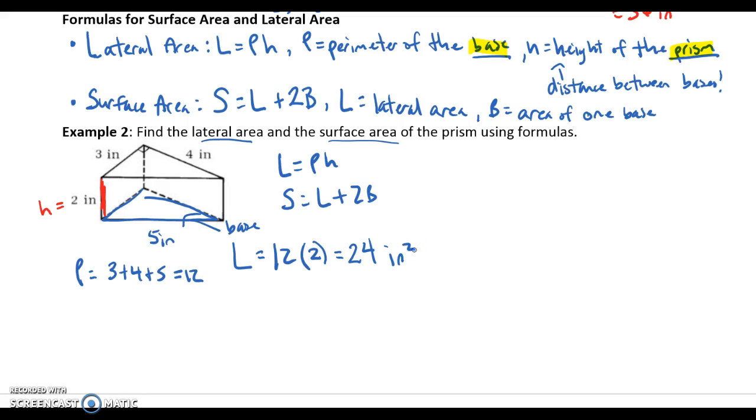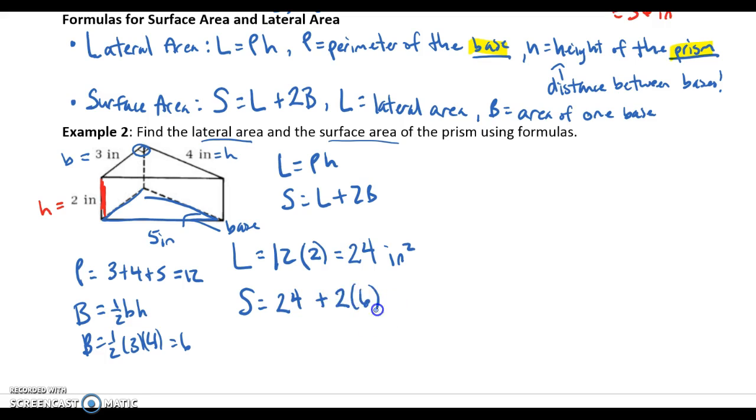Now that I have lateral area, I can now find surface area. So that's just 24 plus, I want to find the area of my base. And like we said earlier, the base is those right triangles. So that's going to be 1/2 of the base and height of your triangle. And remember, like we said before, right angles are key. So base, height of my base shape. So I'm going to get 1/2 of 3 times 4, which is once again 6. So 24 plus 2 times 6. And that is definitely 36 square inches. Okay?